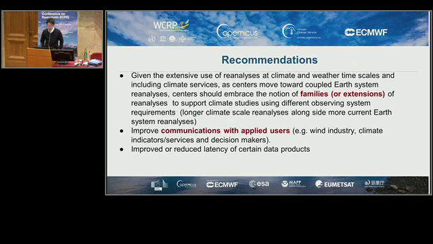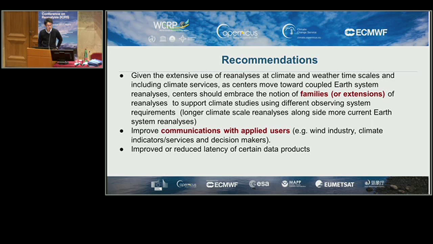And the last slide is about recommendation. We came up with 3 draft recommendations. The first one is, given the extensive use of reanalysis at climate and weather timescales, including climate services, as centers move toward coupled Earth system reanalysis, centers should embrace the notion of families or extensions of reanalysis to support climate studies using different observing system requirements.